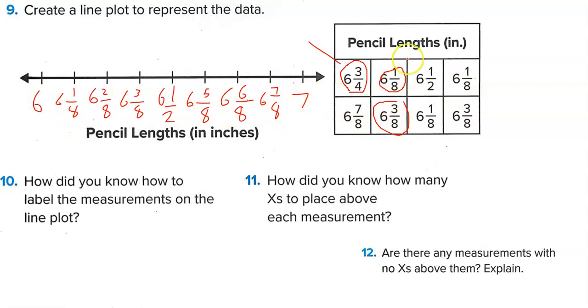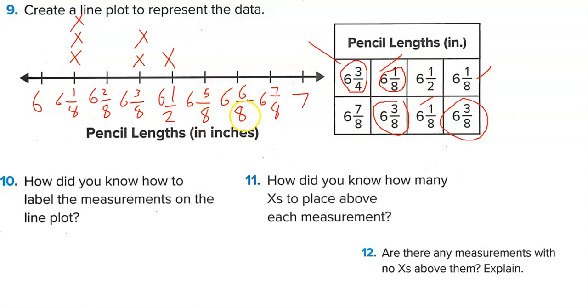6. Do you have 6 here? No. 6 and 1/8. Do you have 6 1/8 here? Yes. We have 1, 2, and 3. So I put 3 x's. 6 and 2/8. It is not here. 6 and 3/8. Yes, we have 1 here and 1 here. They are 2. So I put above 6 and 3/8 2 x's. 6.5 is only 1, so 1x. 6 and 5/8 I didn't see.